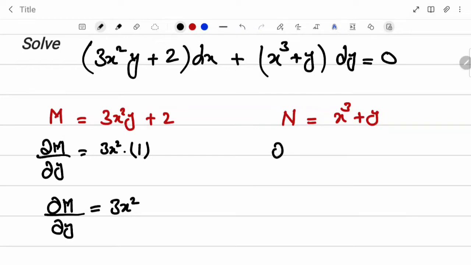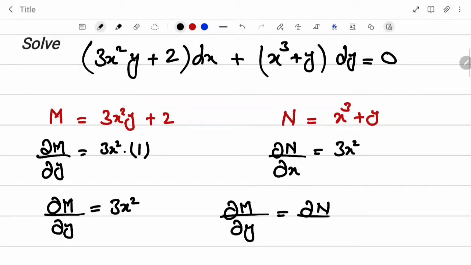Now with N, we take the derivative with respect to x. So we have 3x squared. Remember, this y term is constant with respect to x, so we ignore it as well. Now just check that the partial of N over x is equal to the partial of M over y. So yes, we get the go-ahead that it is exact.